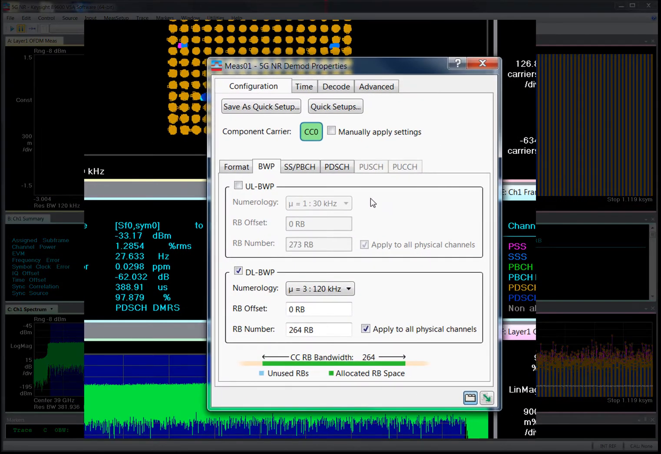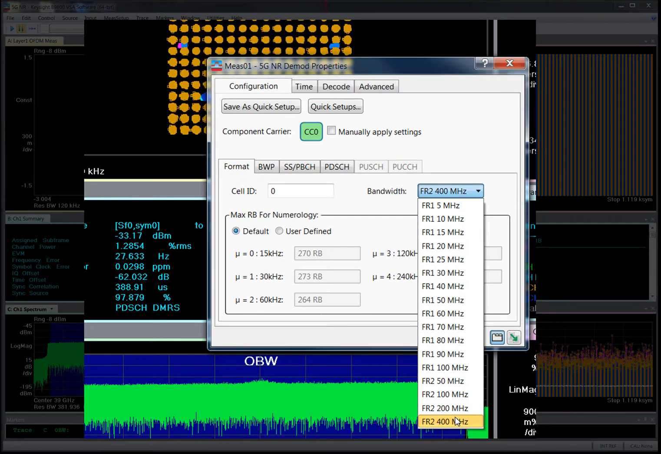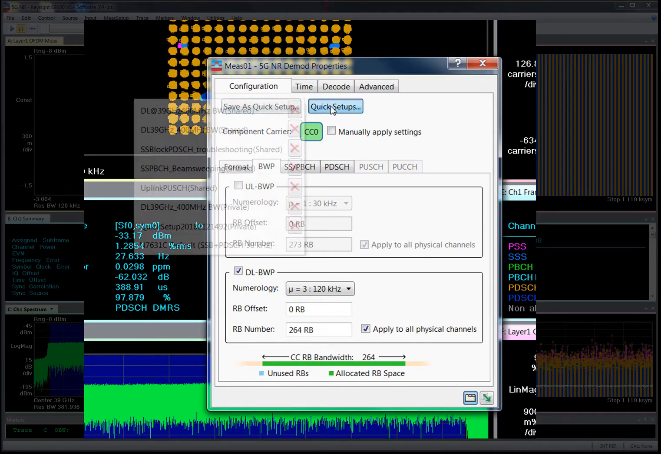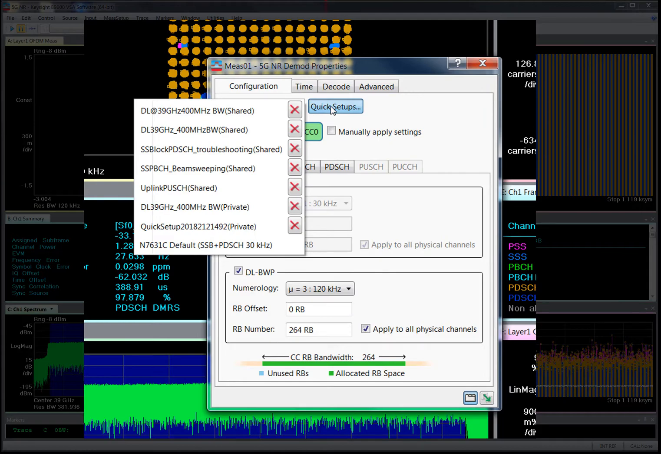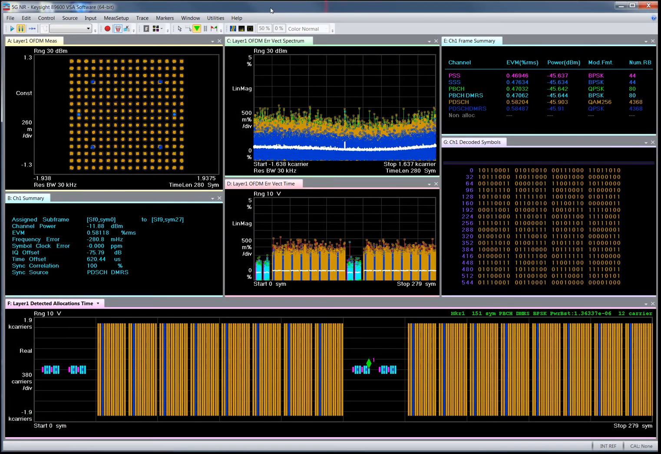Some of the supported features include support for both uplink and downlink bandwidth parts, covering all numerologies, as well as all channel bandwidths for both sub-6 GHz and millimeter wave frequencies. You can use quick setups for convenient saving and loading of common configurations and modify them for your specific measurements. The VSA is well known for its in-depth analysis and troubleshooting tools.